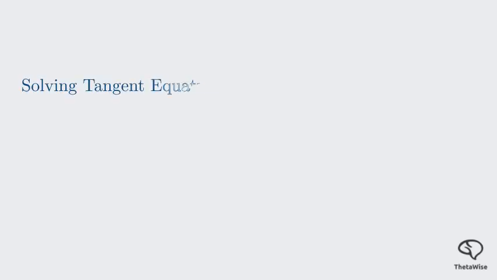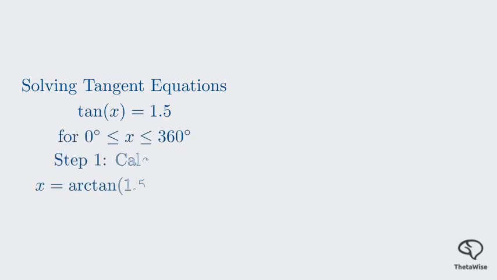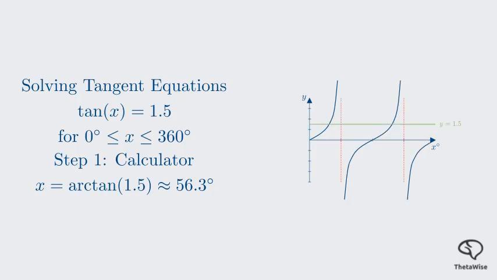Solving tangent equations is often simpler because the pattern repeats exactly every 180 degrees. Let's look at an example. Tangent x equals 1.5 for x between 0 and 360 degrees. Your calculator gives the first solution as 56.3 degrees. Now, look at the graph.